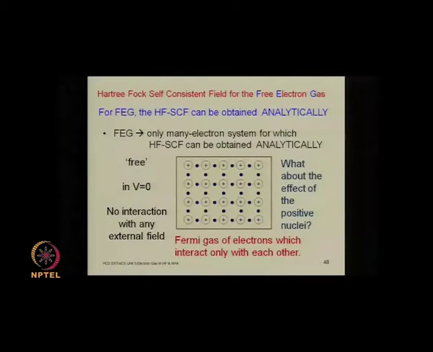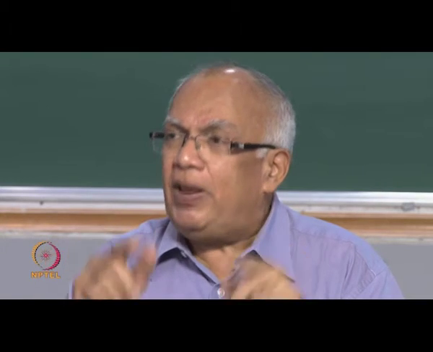So, we do have a neutral system in this block, but then we also have these positive nuclei at the lattice sites. So, how are we going to handle them? Because we want to work with the free electron model, and we know that the nuclei are there, and we need them to be there because it is their presence which will make the whole system electrically neutral.